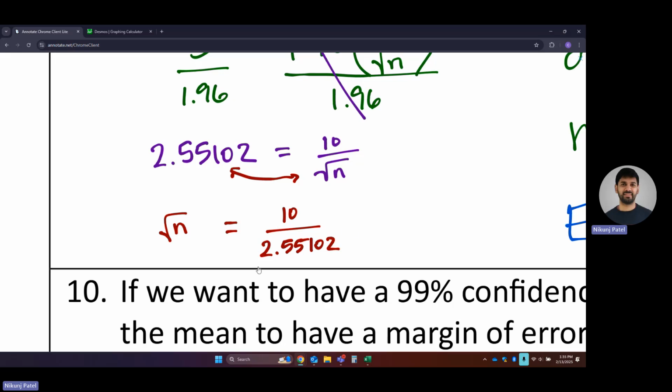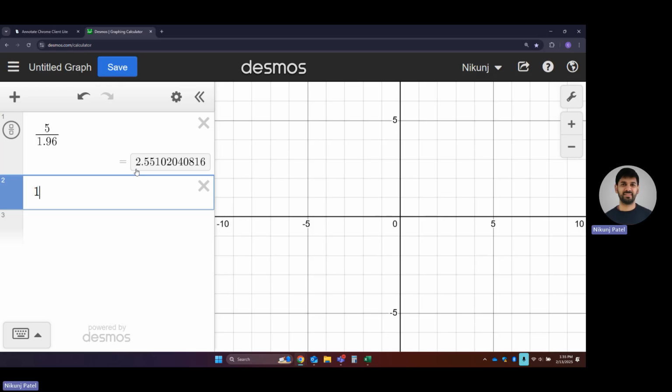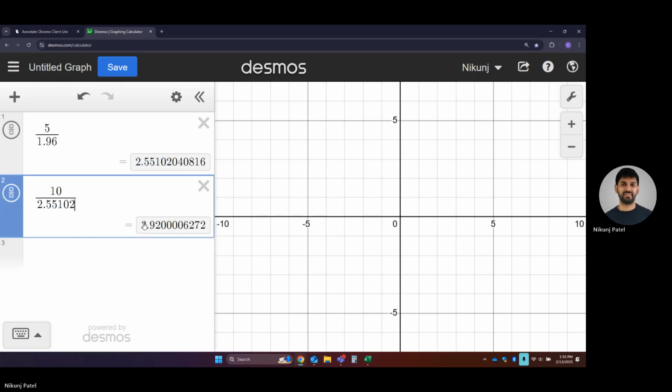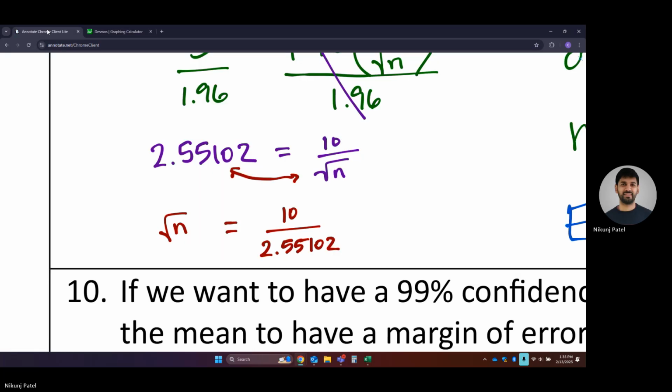So let's figure out what this is right here. Ten divided by, and I'm actually just going to take this whole decimal and copy it. We get 3.92. We have a lot of zeros, so I'm just going to take 3.92. We have square root of n equals 3.92, and we're almost done. We want to just get the value of n here.